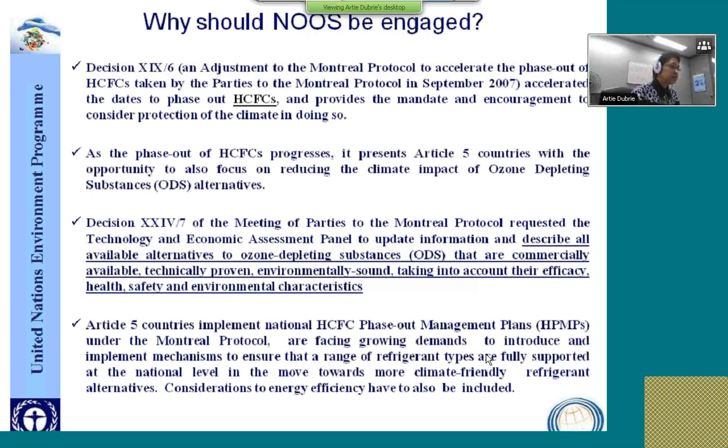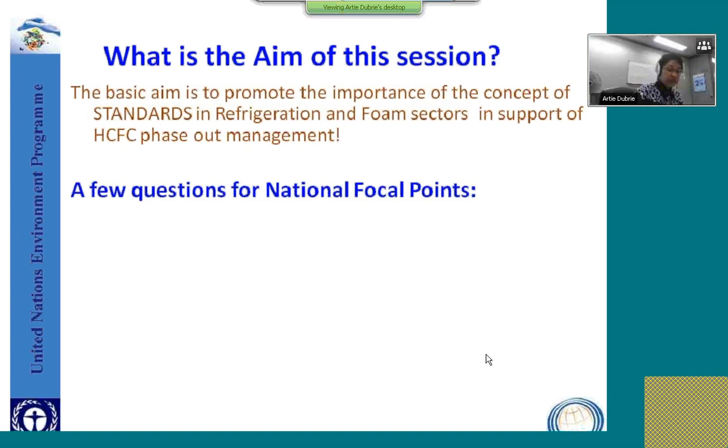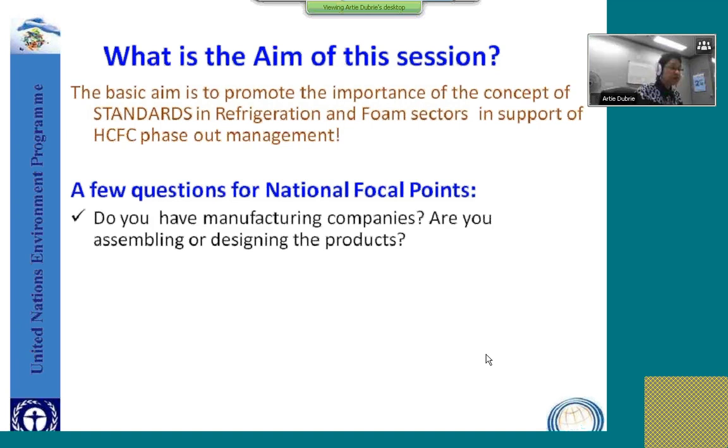As Article 5 countries implement national plans for the phasing out of HCFCs under the Montreal Protocol, countries are facing growing demand to introduce and implement mechanisms to ensure that a range of refrigerant types are fully supported at the national level and move towards more climate-friendly refrigerant alternatives. And of course, considerations have to be given to the energy efficiency of these newer technologies.